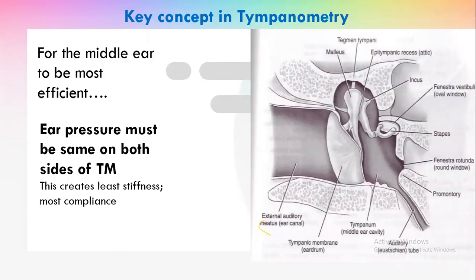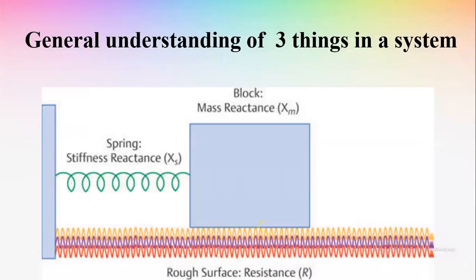So before understanding the different aspects of impedance, we have to understand this physics. We have three elements in our system: mass, stiffness, and resistance. The blockage of energy due to mass we call mass reactance, and the blockage due to stiffness, or the spring system, we call stiffness reactance. The blockage due to a rough surface is called resistance, which is mainly due to heat loss.